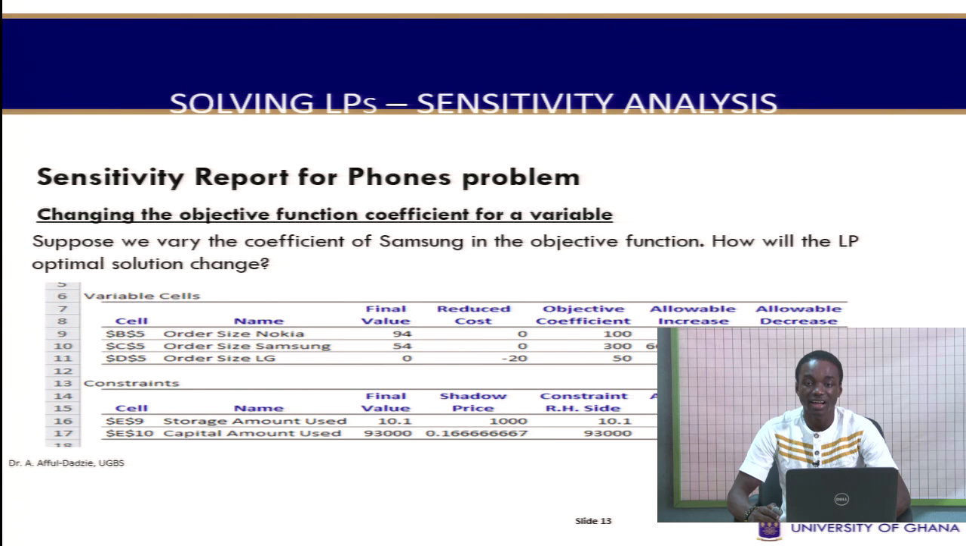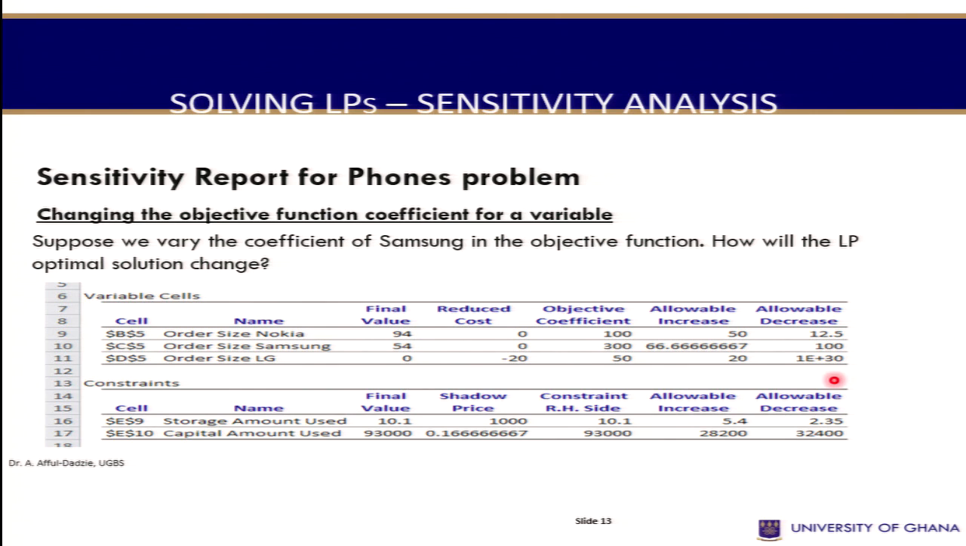Now you can see that LG has an allowable decrease of 1E30. In Excel, 1E30 represents infinity. So it means that no matter how much you reduce the profit for LG, the solution would not change.